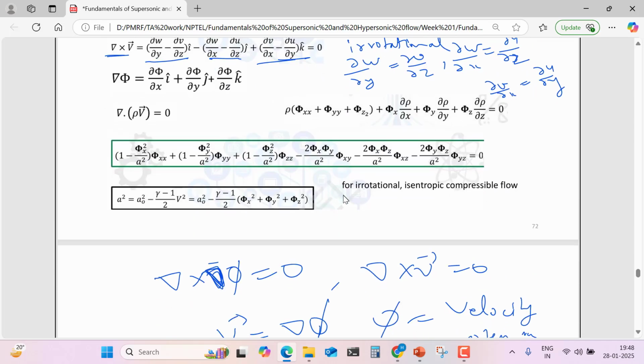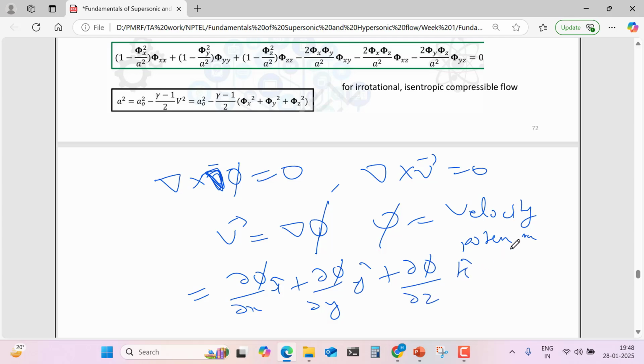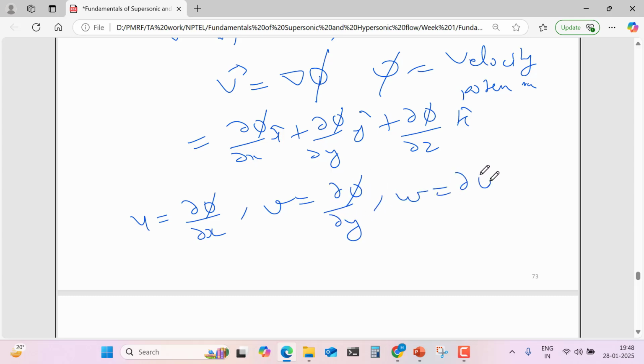Velocity potential. This del phi can be written as dou phi by dou x i cap plus dou phi by dou y j cap plus dou phi by dou z k cap. So if we compare it to the velocity components, u will be dou phi by dou x, v equal to dou phi by dou y, and w equal to dou phi by dou z.